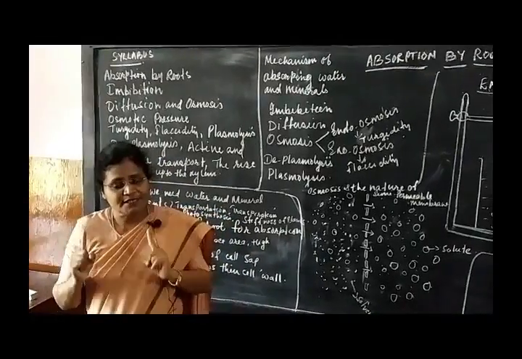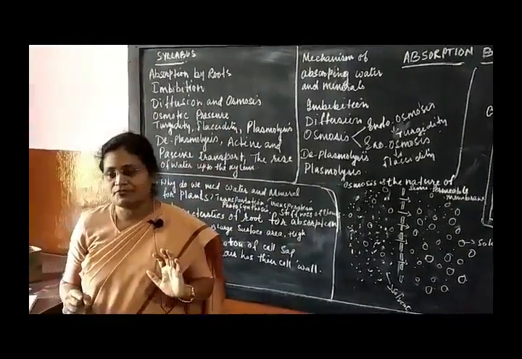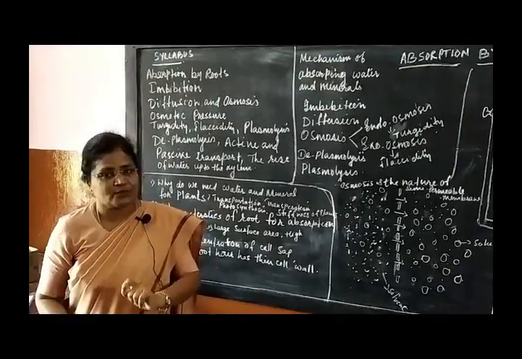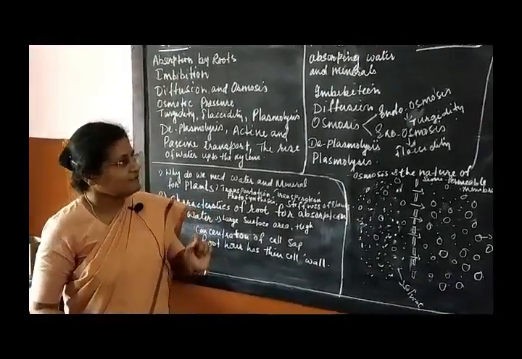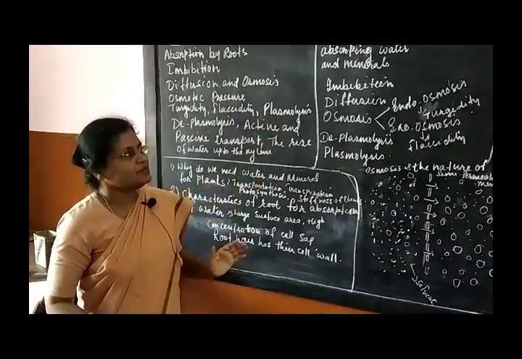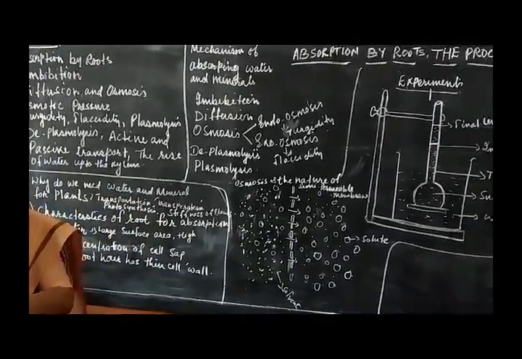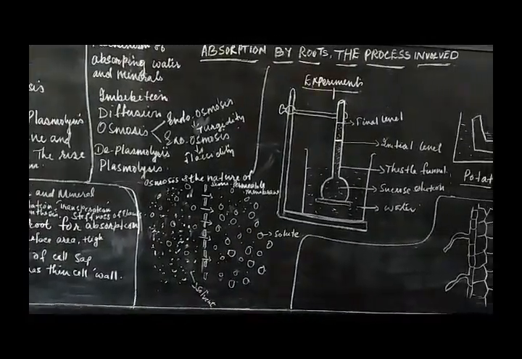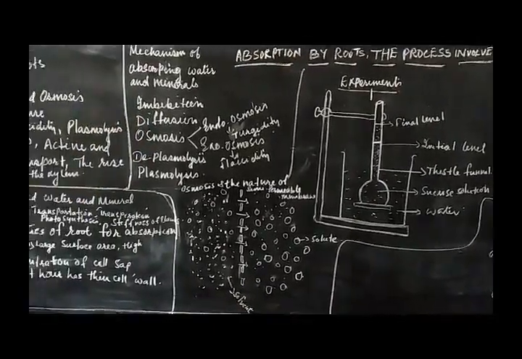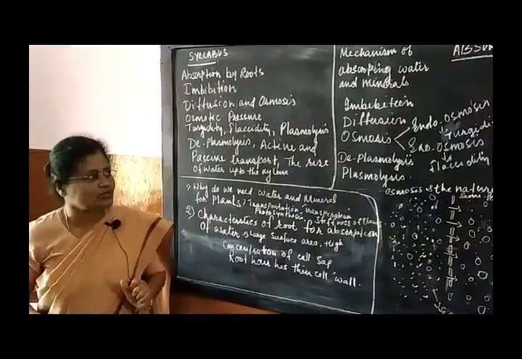Now I had told you in the first class that after completing the chapter on absorption of water by roots and transpiration, I will deal with the opening and closing of stomata. So today we learn about the fifth chapter, absorption of water by roots and the process involved. Now what does the syllabus on this chapter tell us, what exactly you should learn.